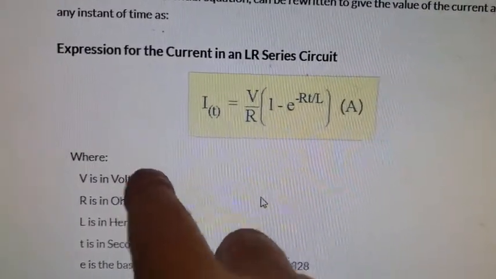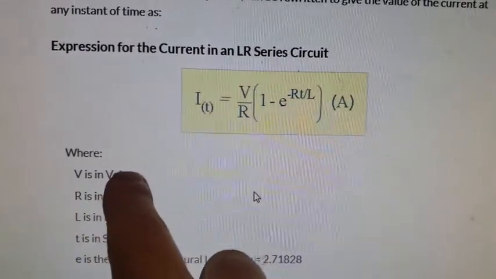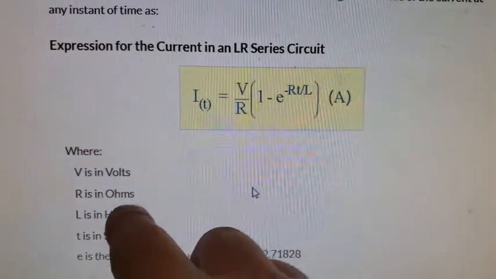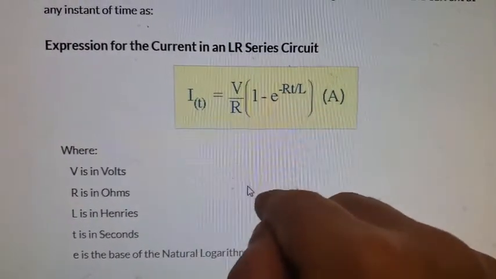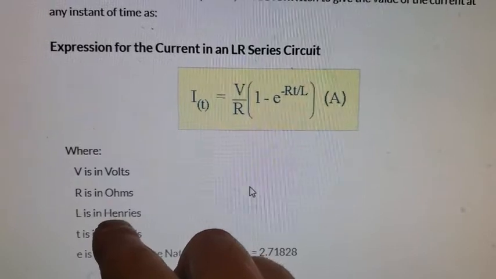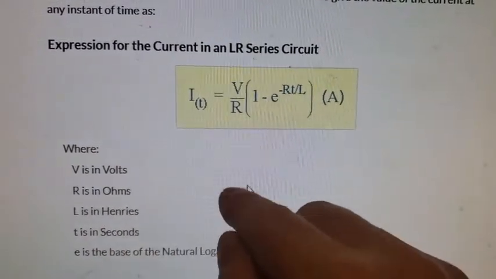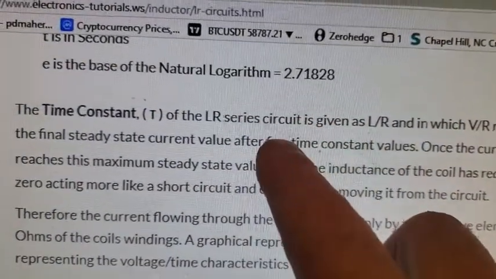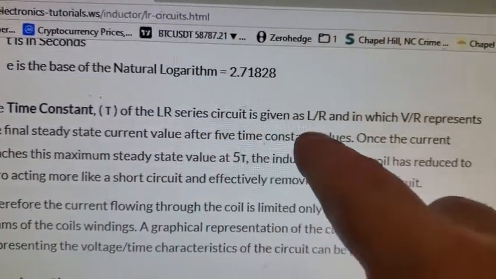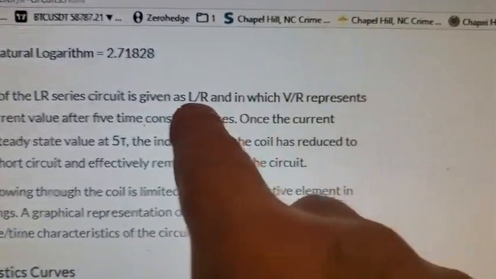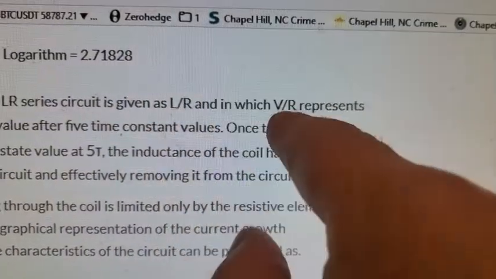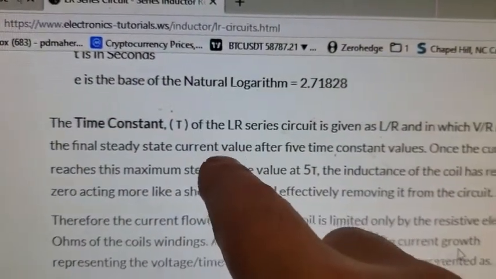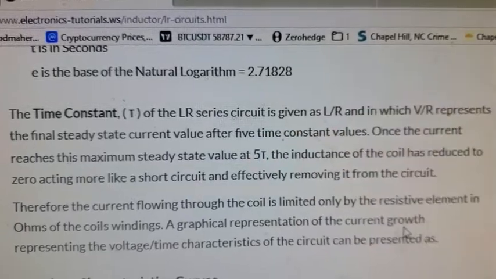The volts won't change the tau time of the coil. They will only change what your amp flow is. So L divided by R gives you the tau time. Your inductance divided by your resistance gives you the tau time of your coil. So they just state this explicitly here. The time constant is given as L divided by R, and in which V over R represents what your final state steady current value will be after 5 time constants.